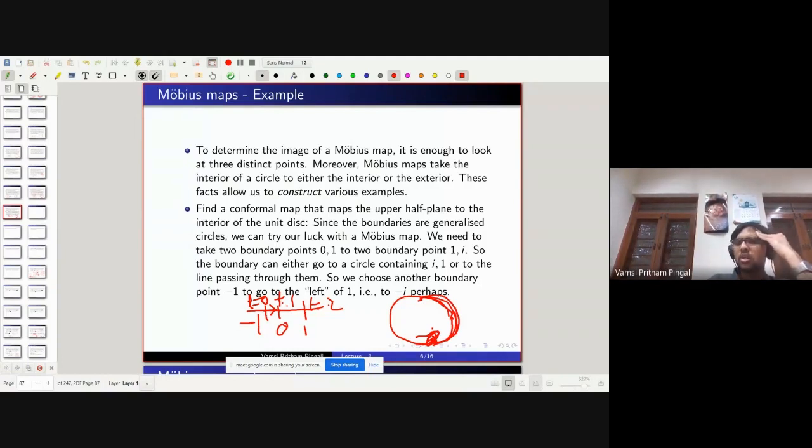That's the difference. But don't worry too much about this, okay? Just find 3 points, send them to 3 other points, get a map, just check if that's the correct one or not. If it is not the correct one, no problem. Just use z goes to 1 by z at the end of the day to get the correct one. Okay, not a problem. Don't worry.